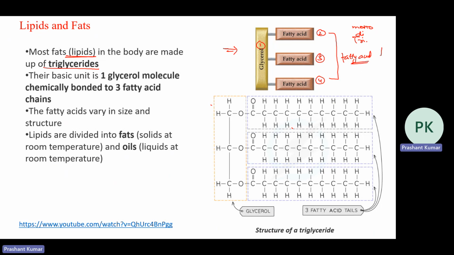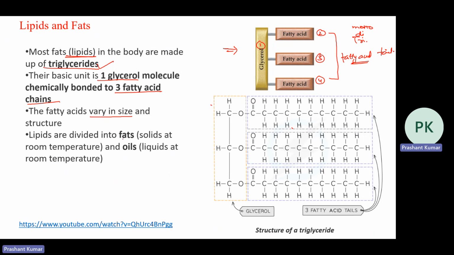This fatty acid tail has a very unique function. The entire structure of the lipid is based on these fatty acids. Fatty acids may be saturated, may be unsaturated. This is not in the syllabus. We can discuss this at a later stage in AS and A level. So far, we have to understand what a triglyceride is: one glycerol molecule connected to 3 fatty acids. Each fatty acid chain is different in shape and size, so it's not fixed how many carbons they should have.